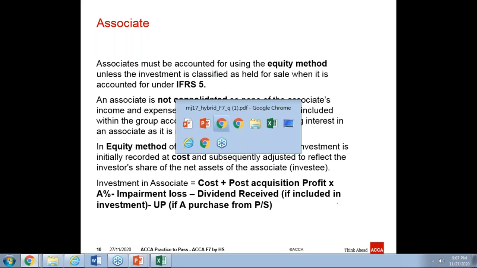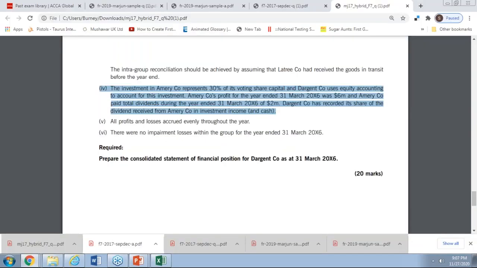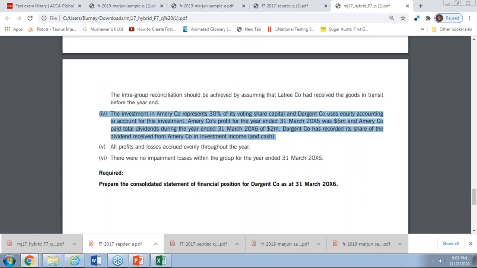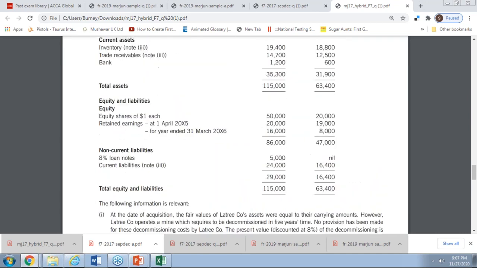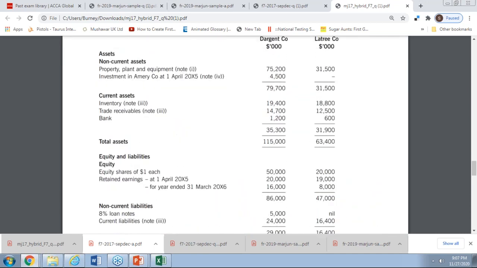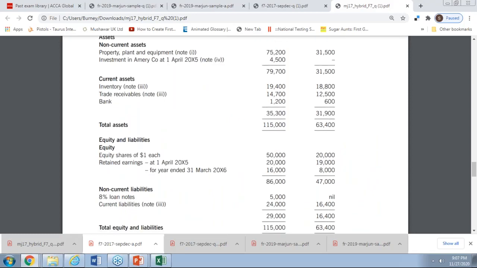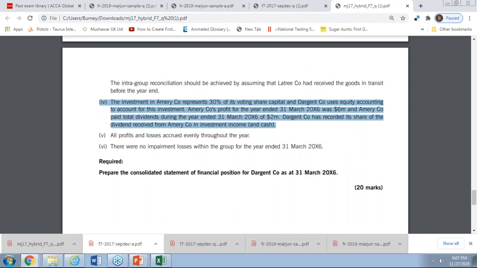So I'm switching towards the notes. So this is the note. Please read it carefully and reply with your answer. Investment in associate is having a value of 4,500 and we have acquired it in April 2005. And now it's March 2006.